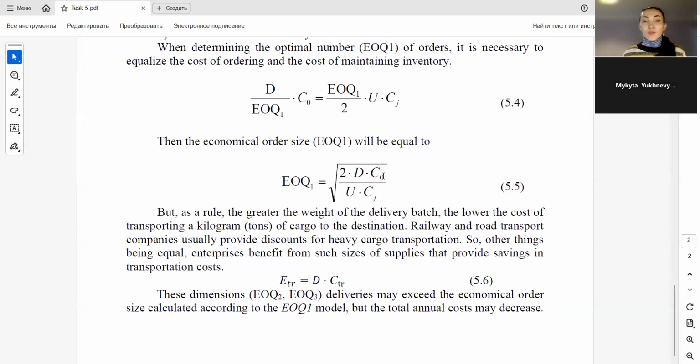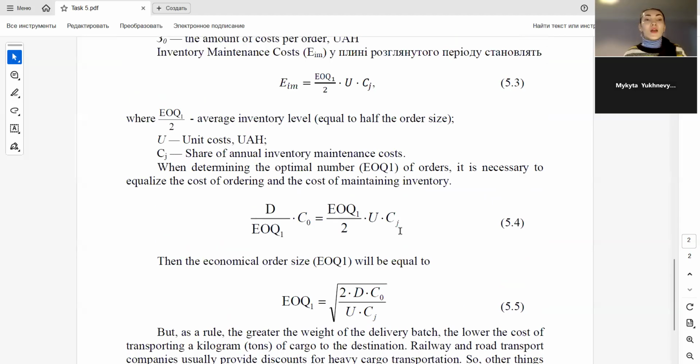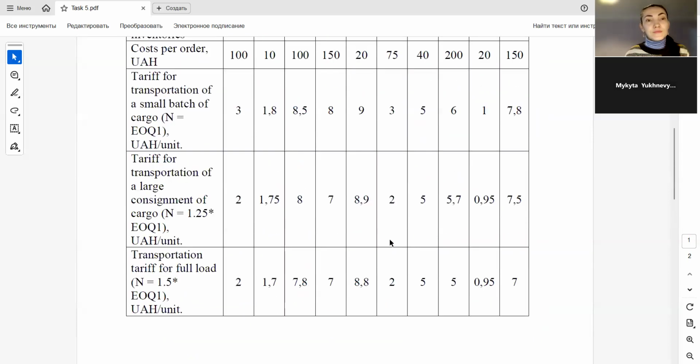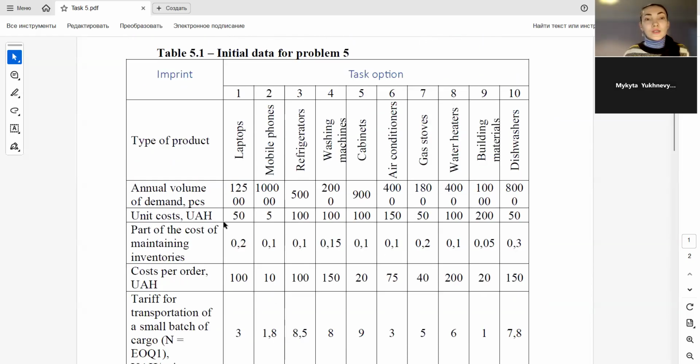It was three positions, three parts of our numerator, and in our denominator, it will be U. What it means, we find it is unit costs, and C with index J, it is share of annual inventory maintenance cost. Now we find this information. Okay, unit costs. Unit cost we could find in the fourth line of our table. For first variants, for example, it is 50 hryvnias, for second 5 hryvnias, and for other variants different meaning. Please find it.